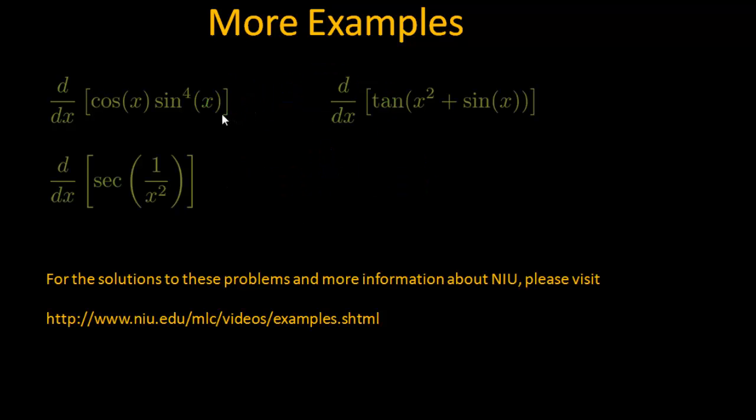So here's some examples that I want you to try. Notice that I do have that sine to the 4th show up, but it is inside a product rule. Be very careful. This is the tangent of stuff inside tangent, and then secant of 1 over x squared. Make sure you rewrite the 1 over x squared in the correct form. Remember, x to the negative 2. Otherwise, you can't do the power rule.